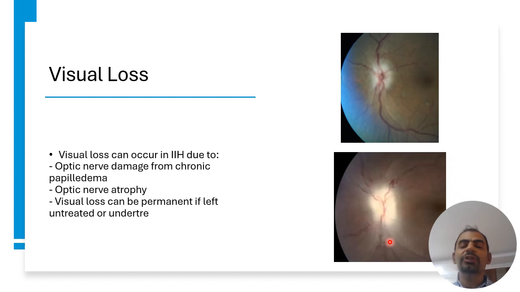It's important to differentiate this secondary optic atrophy from other causes of optic atrophy, like primary optic atrophy, which occurs primarily in demyelinating diseases, or compressive optic neuropathy, in which the optic disc again is very pale, but it's very, very well demarcated. The edges of the disc are well demarcated and not blurry like in secondary papilledema.